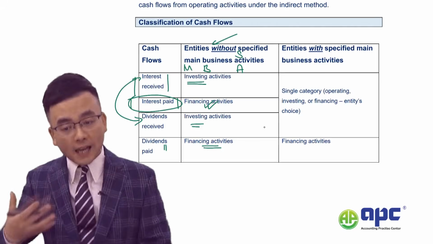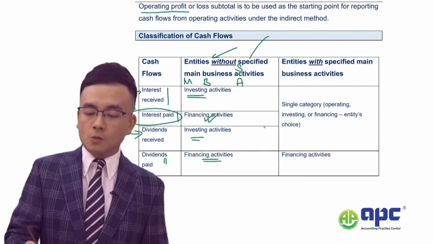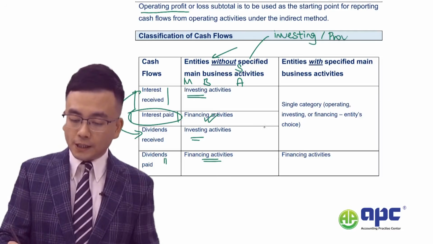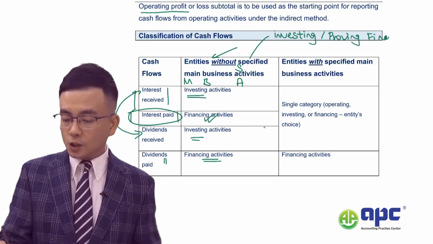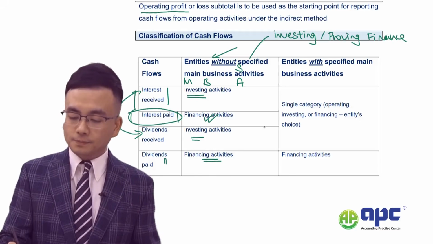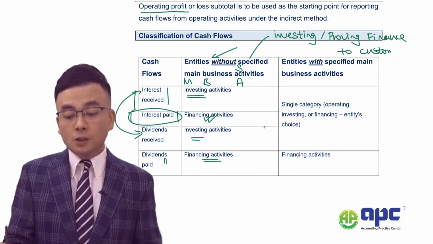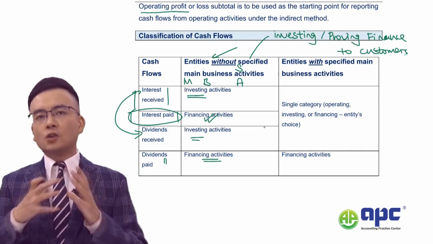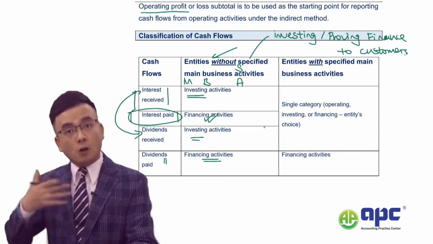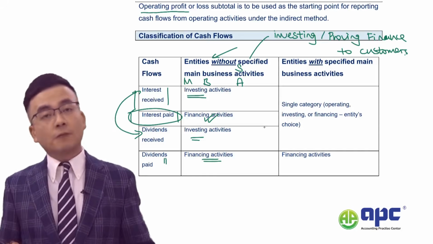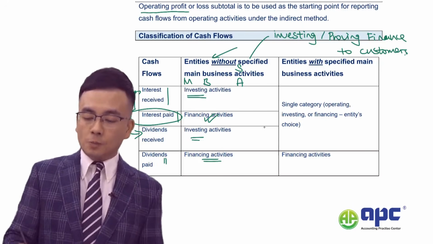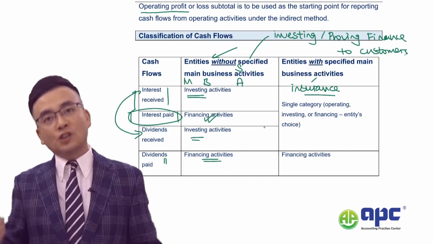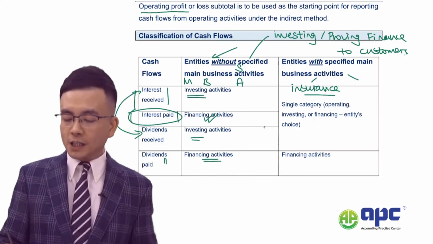If any given business's activities are primarily responsible for investing or providing finance to customers to earn interest income, that would be a specified main business activity. Otherwise, there are no specified main business activities, and that's it, which means normal businesses. However, entities with specified main business activities would be related to, for example, an insurance company that collects your money and invests it somewhere else, or alternatively, a bank.